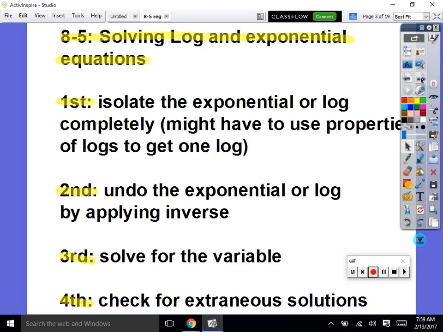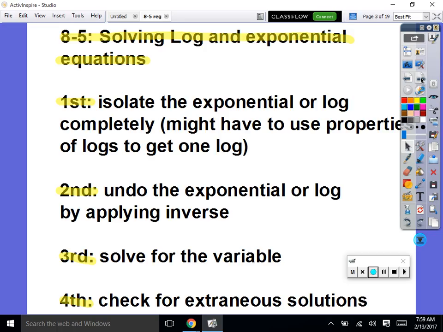Okay, so here are the steps if you want to take a picture and write it down. These are the steps to solving the log and exponential equation. No matter what, we always take these same steps. Every problem is going to come out algebraically a little bit different, but we know algebra. We know how to solve for x. So luckily, we're just adding on one more step here.